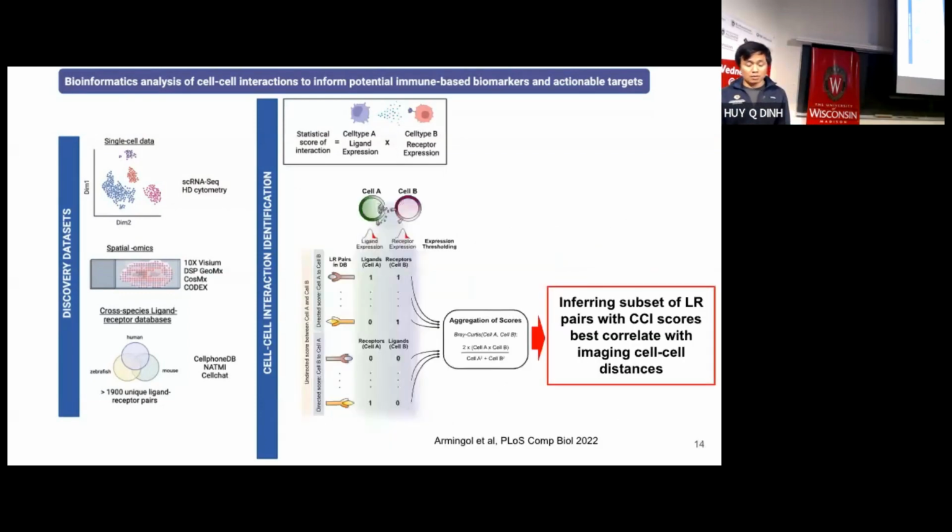So recently there was work that came out from UCSD where they account for the interaction between two types of cells, but account for all ligand-receptor pairs, right? This is an example where they use a binary score where they threshold and say whether the ligand is expressed or the receptor is expressed in a certain cell type. And then they have a score like this, and they are able to infer the subset of ligand-receptor pairs that have the interaction score best correlated with, for instance, cell-cell distance by imaging.